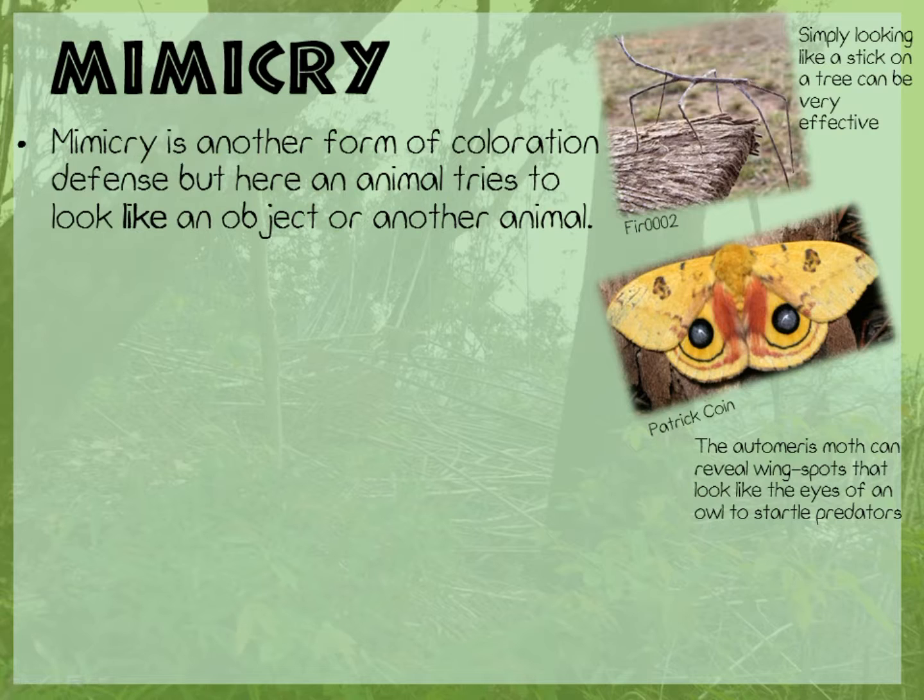So if there is, for example, a bird or a mouse trying to hunt the moth, it can suddenly reveal these spots, and the predator will find itself looking at what it might think is a big vicious owl which is going to eat it, and it might be startled and forced to back off momentarily. Even if it doesn't last for very long, it might be long enough for the moth to make its escape.